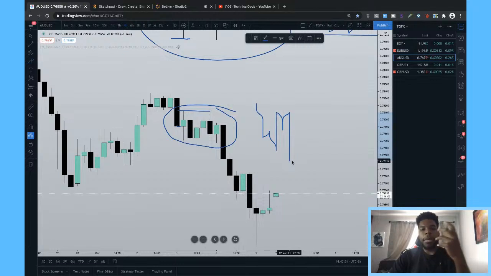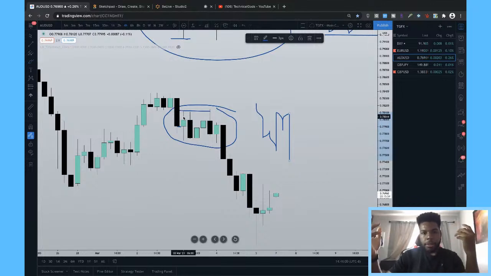okay? So basically what I'm trying to show you guys is all this is just structure. This is all just patterns, okay? The market just makes tops, bottoms, it consolidates with trend lines and all that kind of stuff, okay?